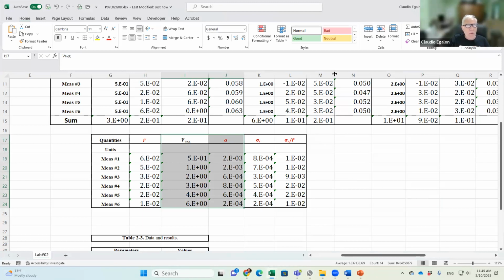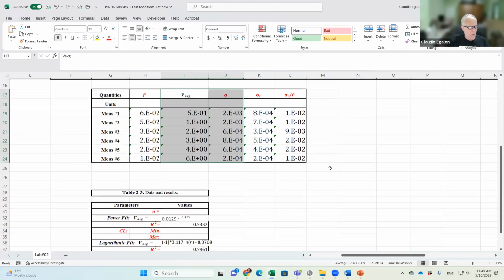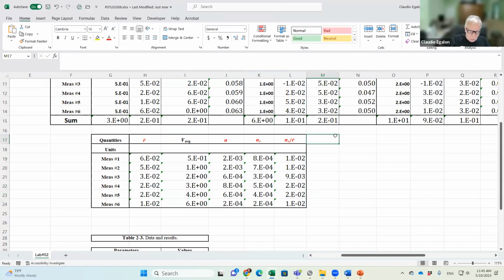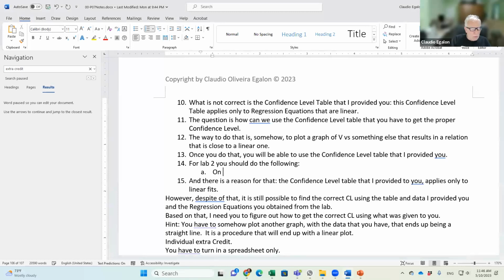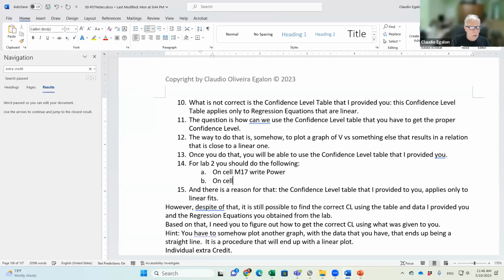No, you don't need to do that. There's something easier that you can do. Let's do something easier. Okay, you're going to do the following. At this column, you go ahead and write power. And at this other column, you go ahead and write log. Okay, that's the hint I'm providing you. I want everybody to do that. Follow this instruction, right? On cell M17, write power. On cell N17, write log.